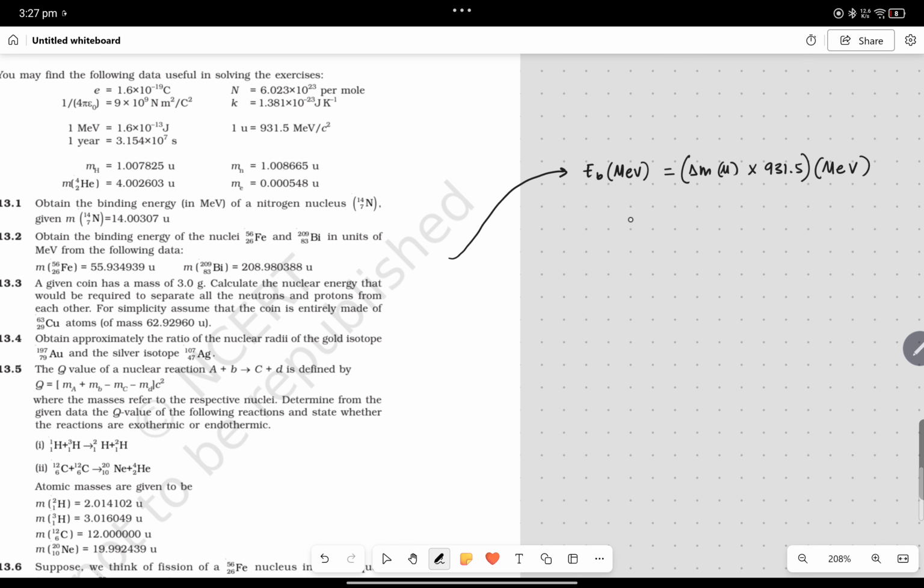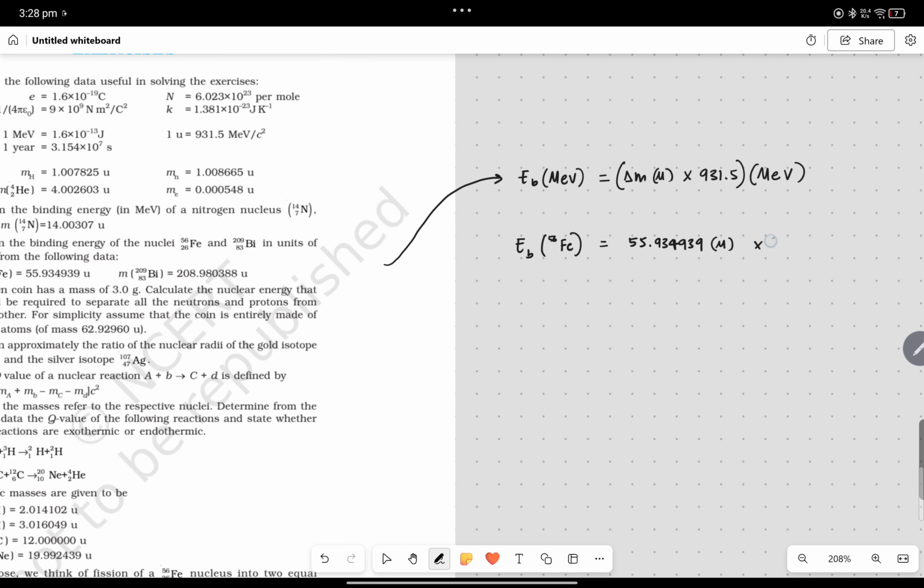Okay, so simply for EB of Fe56, you have to just write the delta m, that is the mass defect, is 55.934939 in atomic mass unit, and multiply it with 931.5, right? And by solving this, you are going to get 492 mega electron volt as the answer, right? So this is A.